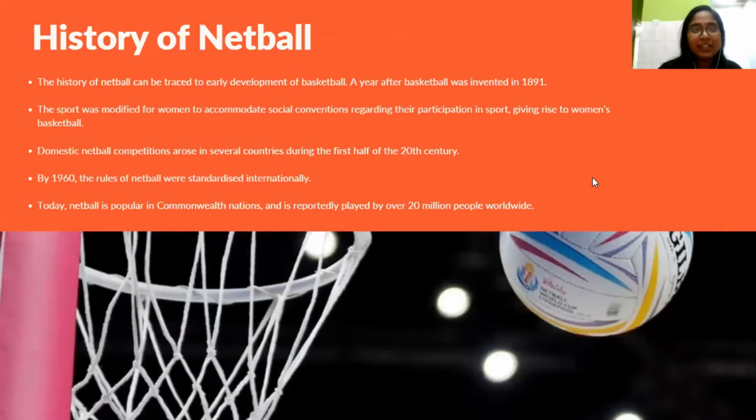By 1960, the rules of netball were standardized internationally. Today, netball is popular in Commonwealth nations and is reportedly played by over 20 million people worldwide.